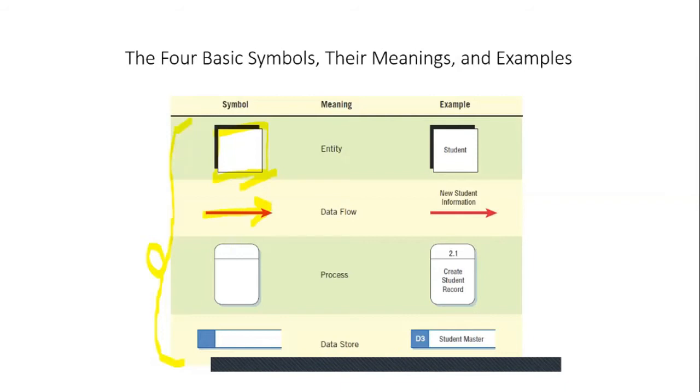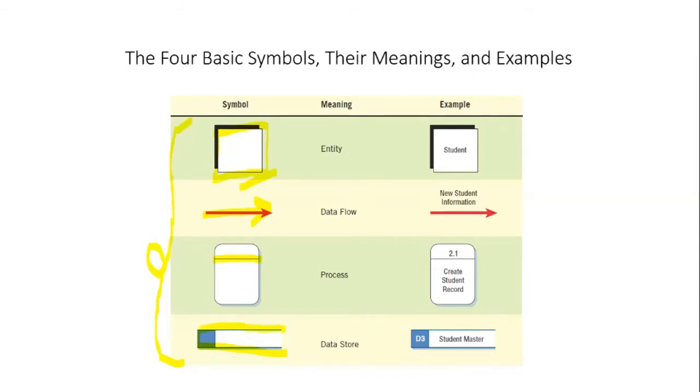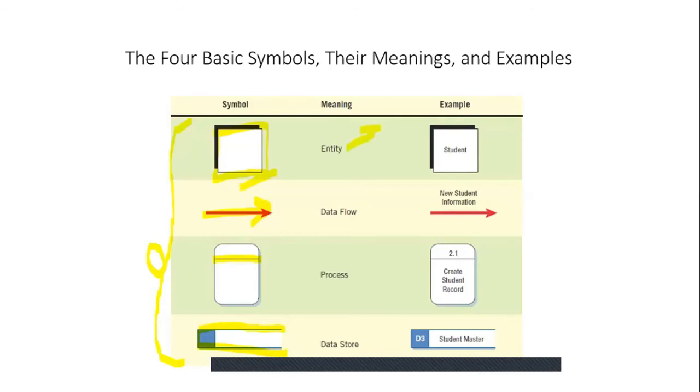The process is defined by a rounded box with a dividing line, and the data store is defined by an open rectangle or open box. So the entity in an education system may represent a student, and the data flow in that system may be the new student information. The process may represent the task of creating a student record. The data store may contain a student master.